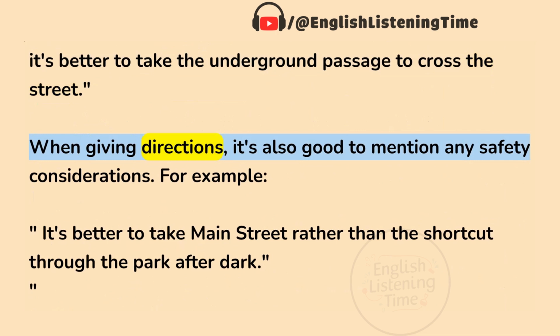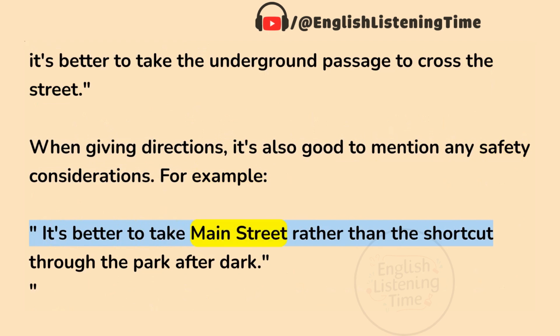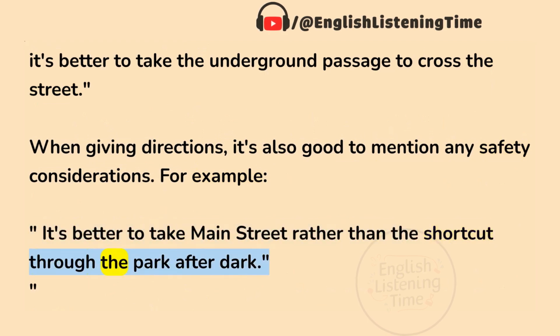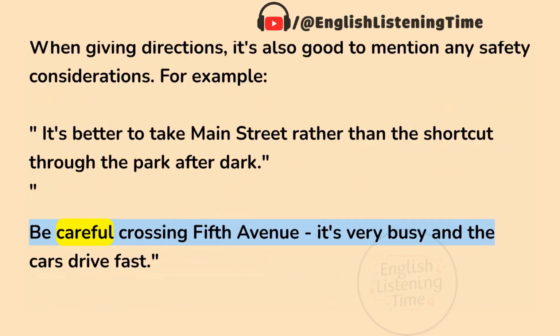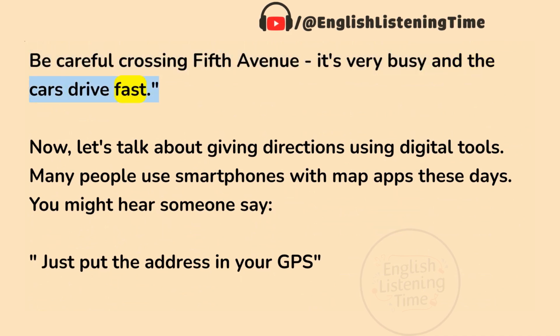When giving directions, it's also good to mention any safety considerations. For example, it's better to take Main Street rather than the shortcut through the park after dark. Be careful crossing 5th Avenue, it's very busy and the cars drive fast.